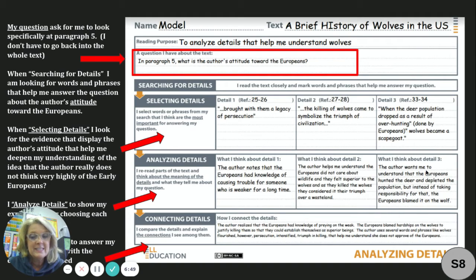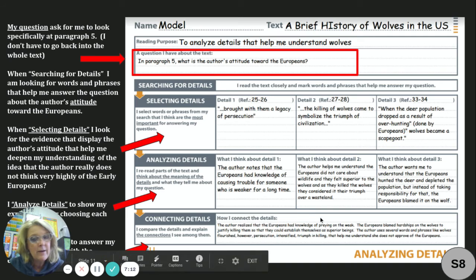So what do I think about this detail? The author wants me to understand that the Europeans hunted the deer and depleted the population, but instead of taking responsibility for that, the Europeans blamed it on the wolf. Now, how can I connect all these details? These are the evidences in the passage that demonstrate her attitude toward the Europeans.